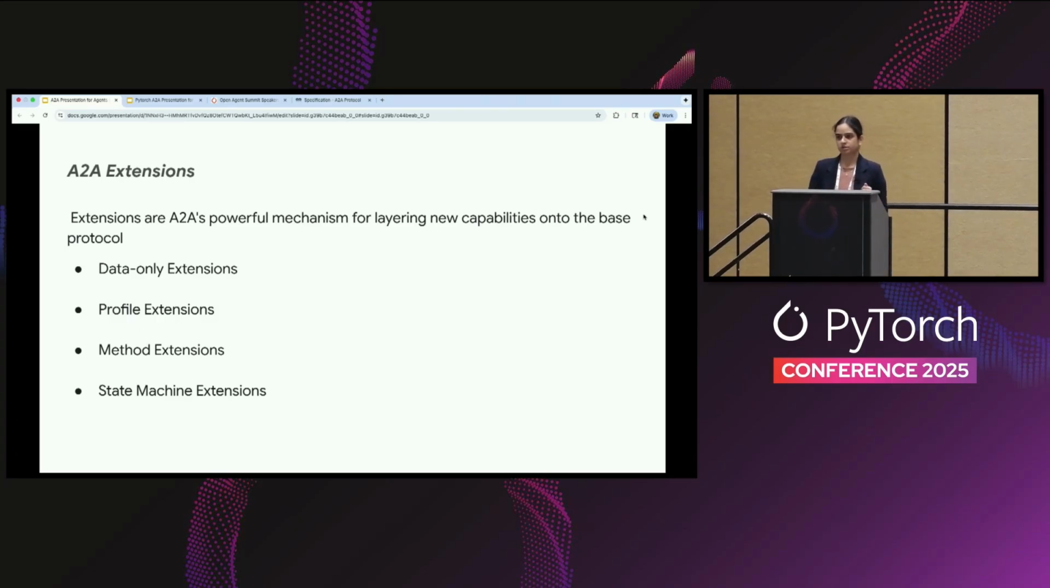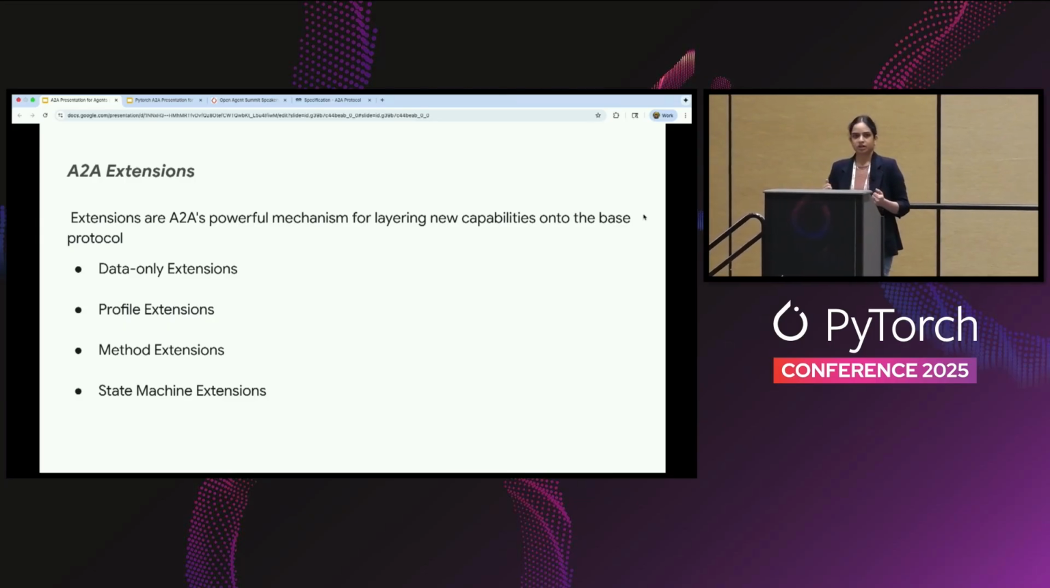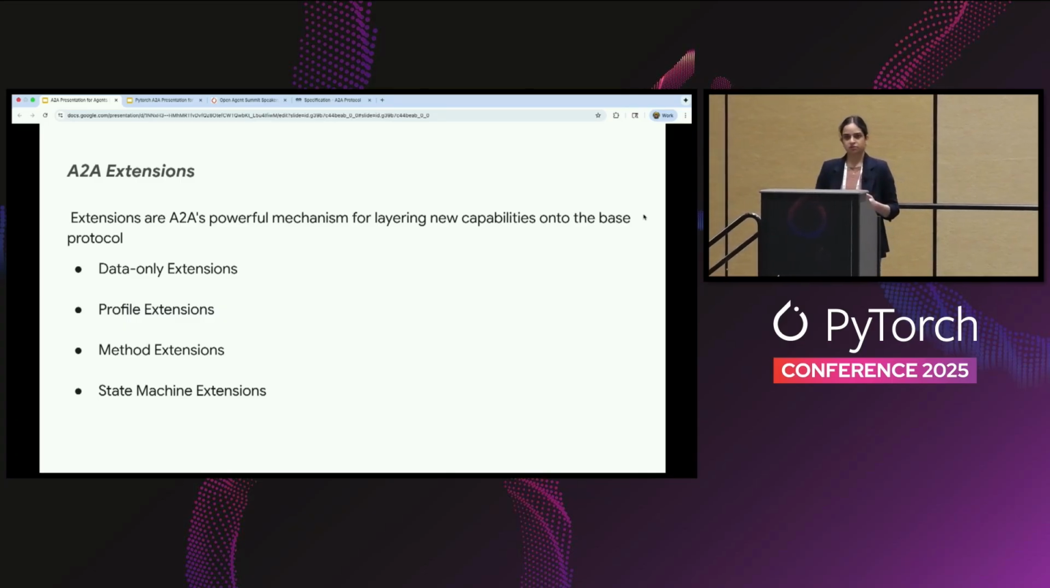The first one is data-only extensions. So let's say you want to publish or broadcast additional information in your agent card. Let's say you want to say that your agent is GDPR compliant. You might want to include that as a data-only extension. One interesting use case is the latency extension by Twilio. They broadcast information about latency of their agents on their agent card, and then at the time of dynamic orchestration, based on latency information, the right agent gets picked for that task.